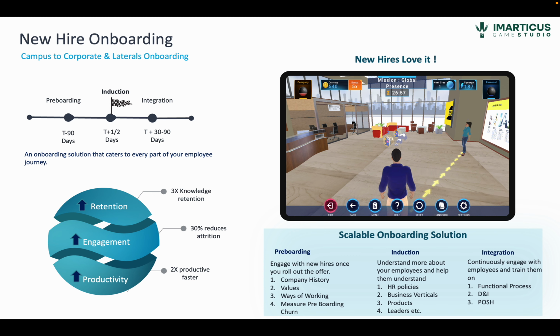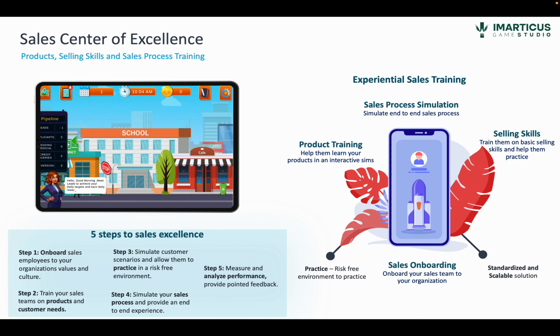The next interesting game is what we call the Sales Center of Excellence. The Sales Center of Excellence today has five integral components, where when a new employee in the sales function joins the organization, we do an onboarding, which definitely talks about your company's values and products. Then we help them understand your products and customer personas and customer needs through this particular platform. In stage three, we simulate a customer experience. So there is virtual simulation where employees would be in a position to converse with various virtual characters and then be able to close the deal.